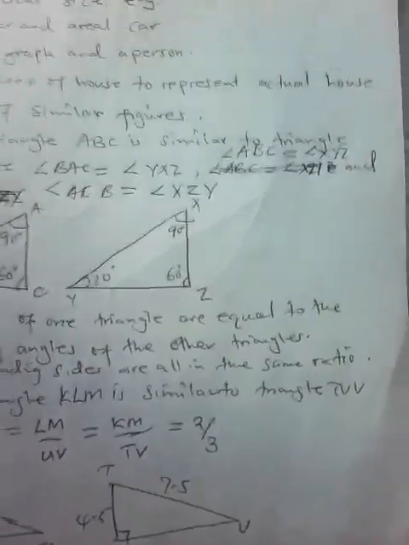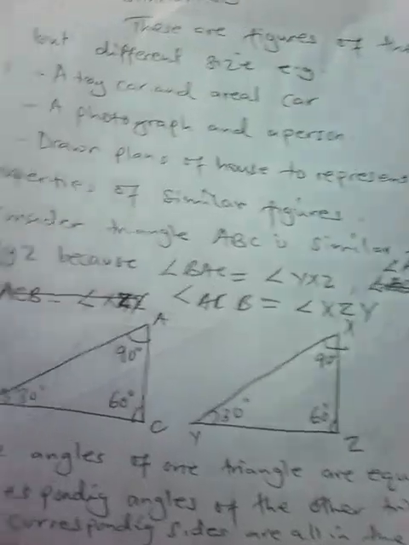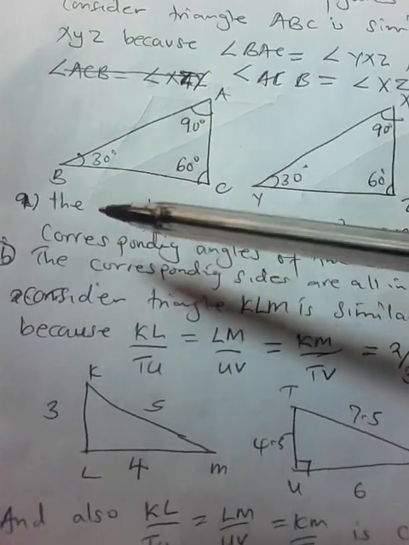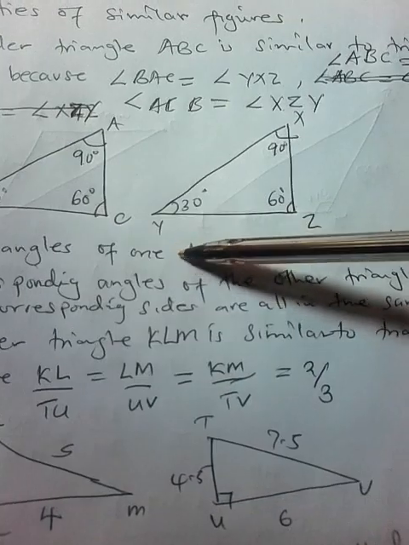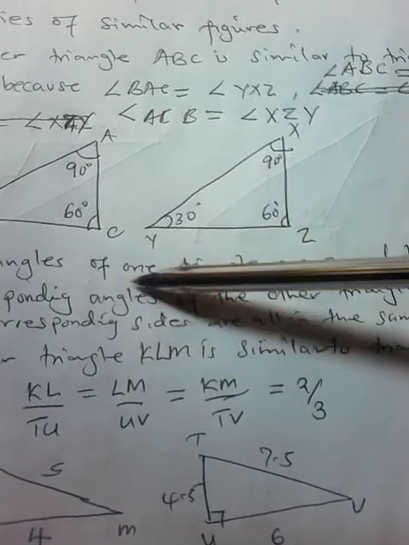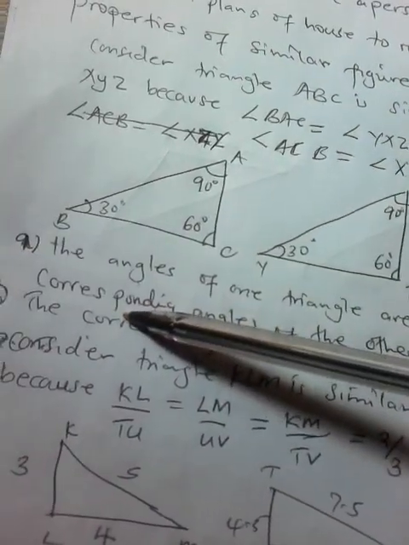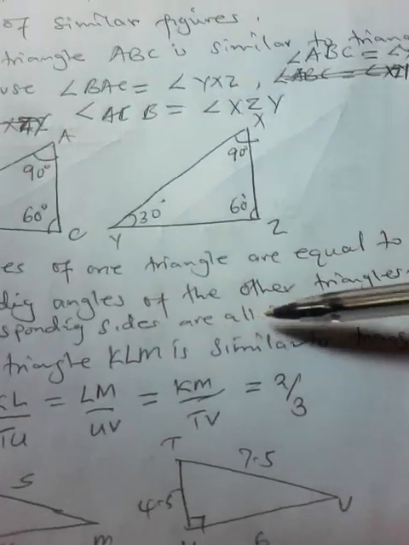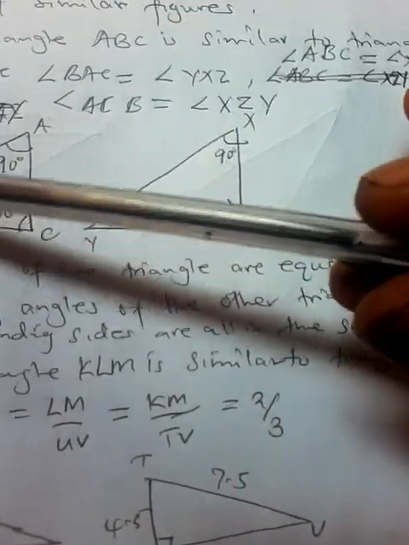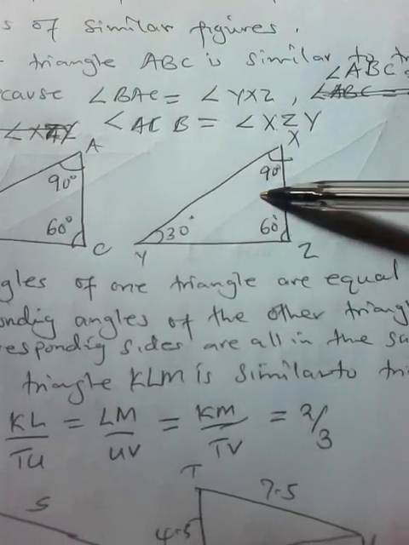So we can talk of the first property, which says the angles of one triangle, this first triangle, are equal to the corresponding angles of the other triangle. So the angles on this triangle are equal to the angles of the second triangle.